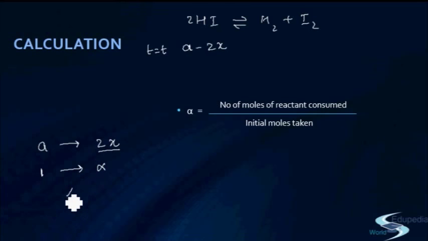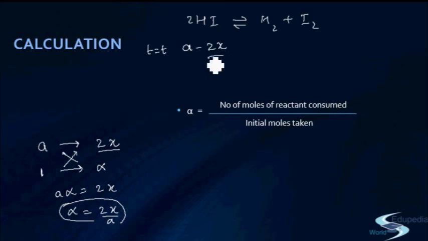And what will alpha be? It will simply be equal to, cross multiply, A into alpha is equal to 2x. So alpha is simply equal to 2x by A. So this is how we calculate alpha: number of moles of reactant consumed divided by initial moles taken. Then replace x with alpha, so you can get concentrations in terms of alpha.